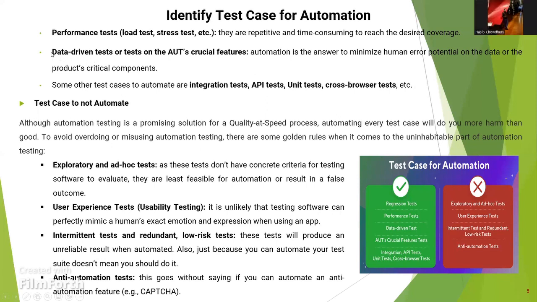Another one is data-driven test, or test on the AUT's crucial features. Automation is the answer to minimize human error potential on the data or the potential critical components. If you're doing the data-driven test, this is one of the major candidates for automation, because the automation can feed the data into the script automatically and run the same script over time for different sets of data and get the result.